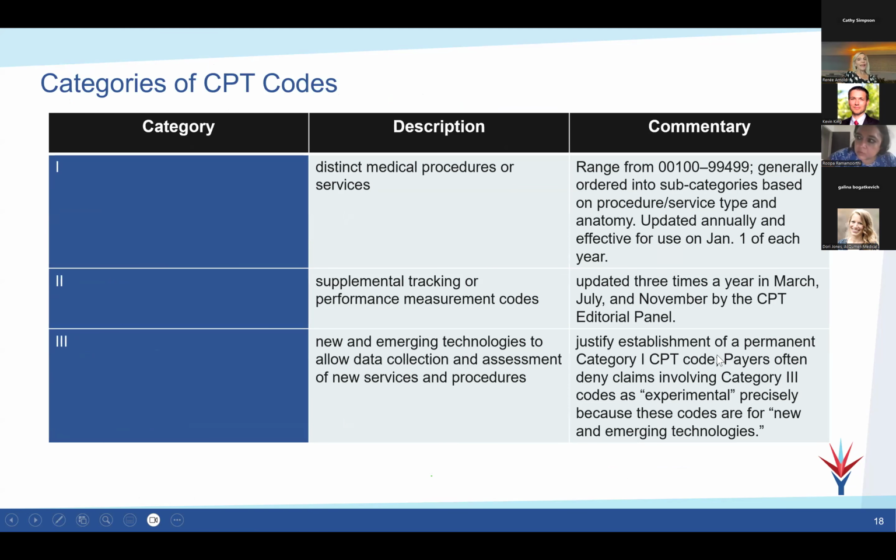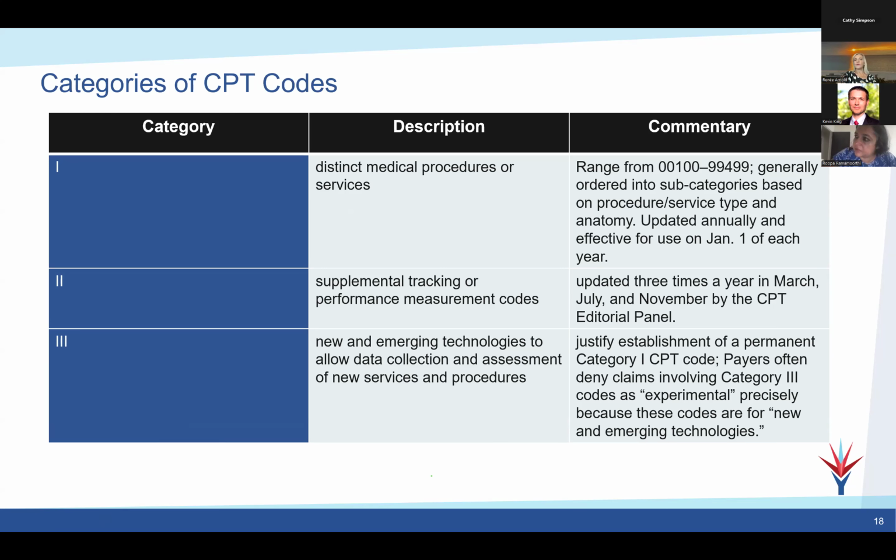To make matters more complicated, there are 3 different kinds of CPT codes. Category 3 is that scary word, experimental. As soon as you hear experimental, chances are pretty high that the insurer will not cover it. Oh, it's experimental. We can't cover that. But this is often the category that you end up with when you are first looking to get your technology covered or reimbursed. And then you're hoping to generate a substantial amount of evidence such that ultimately you can be a category 1 that insurers do generally cover.